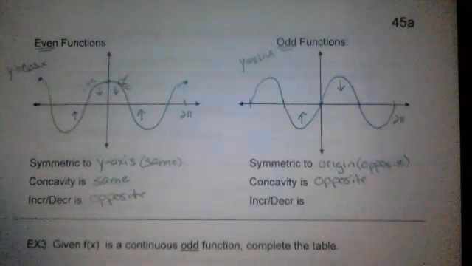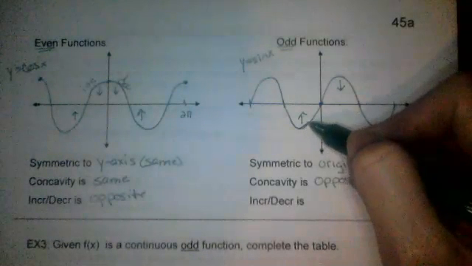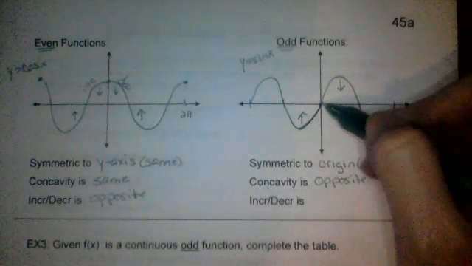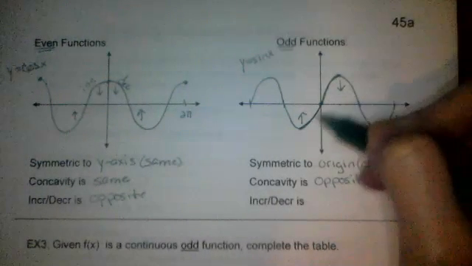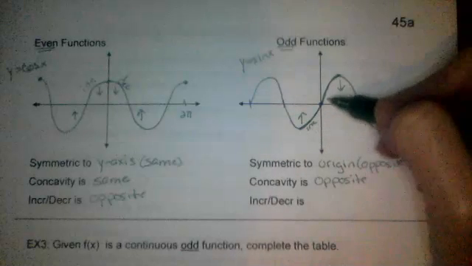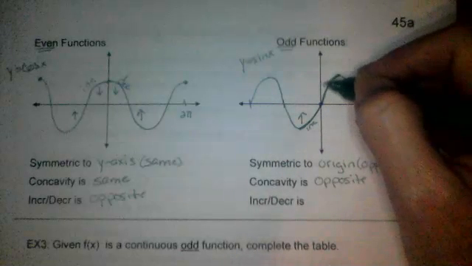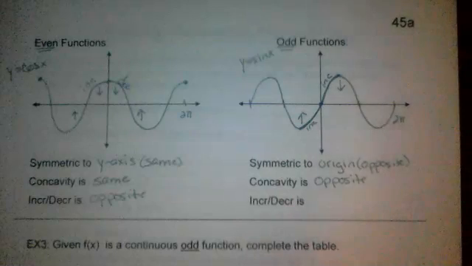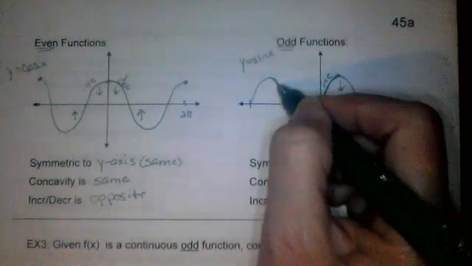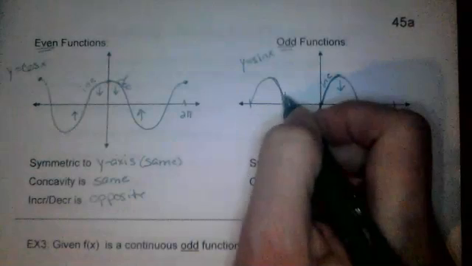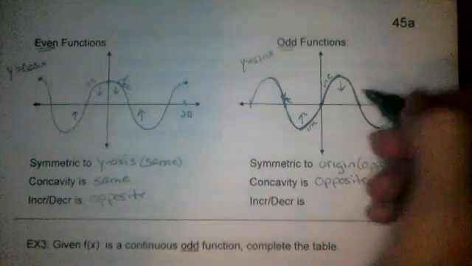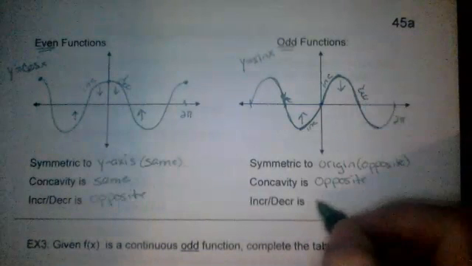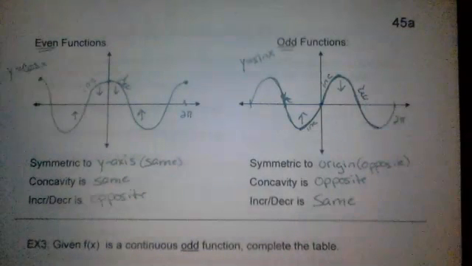For increase and decrease, though, when I look here, and remember, increase and decrease go left to right, so be careful with that. If I look, this section is increasing, which on the opposite side of the y-axis would be this section, which is also increasing. Or if I go back over here, this section is decreasing. It matches up with this section, which is also decreasing. So increase and decrease would be the same.